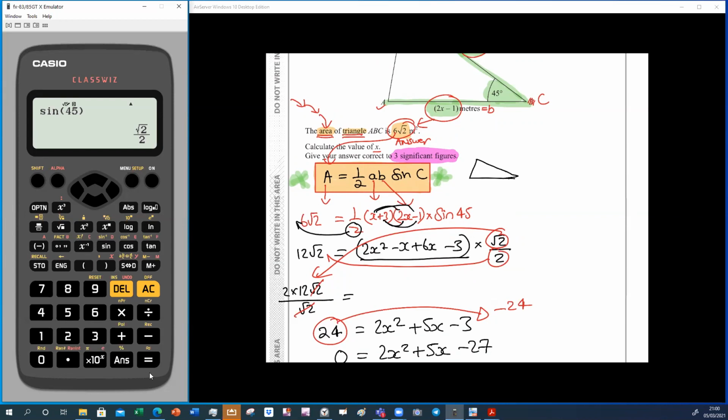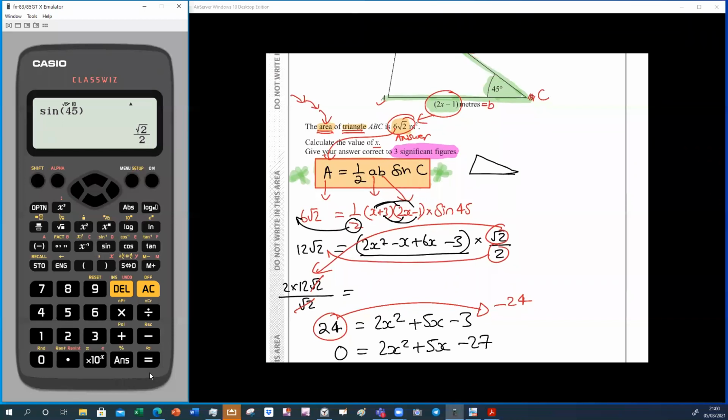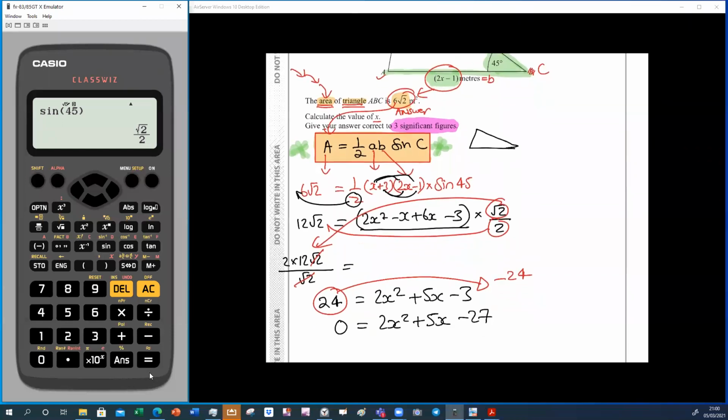Why have they mentioned 3 significant figures? Normally, to give the answer to 3 significant figures means the involvement of a calculator, so we're going to use the quadratic formula. Okay, let's write that down. That means you must use a calculator, i.e. you're going to be using what formula? Quadratic. The quadratic formula to work this question out.